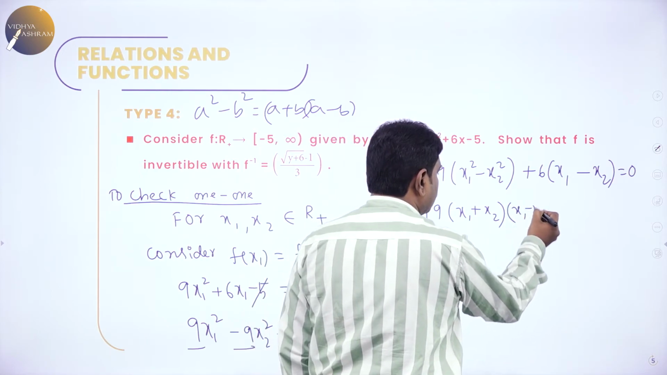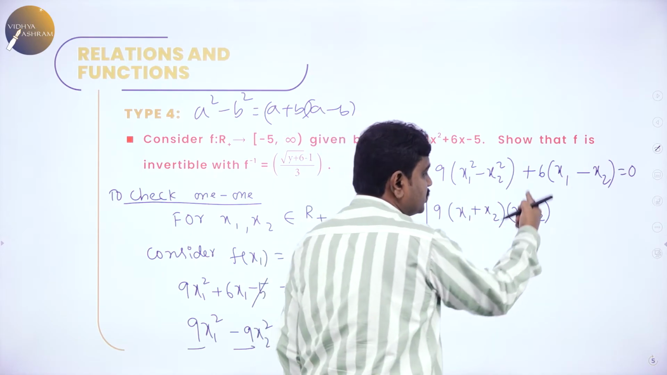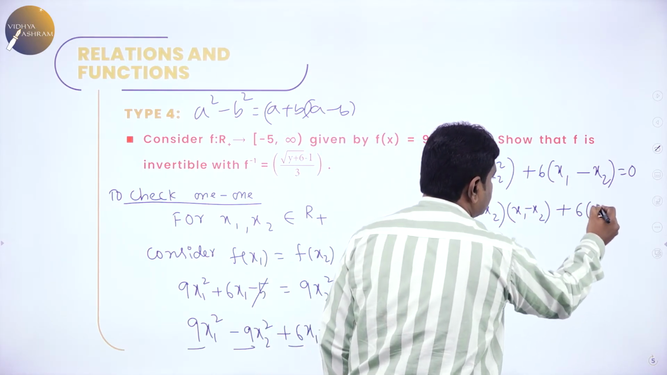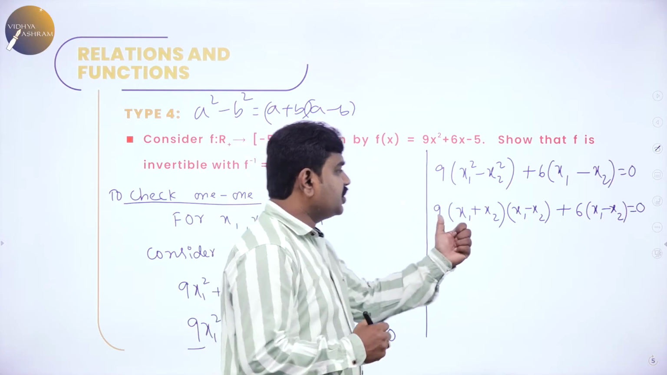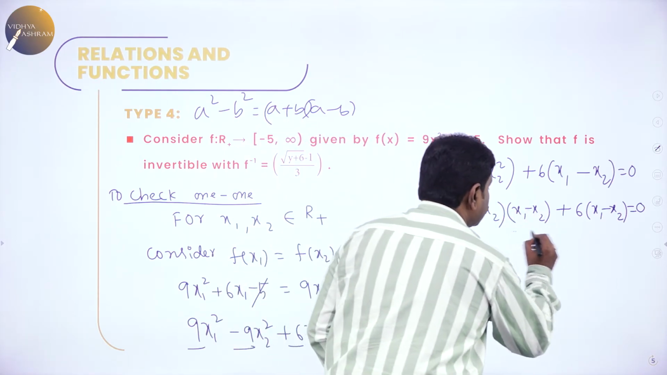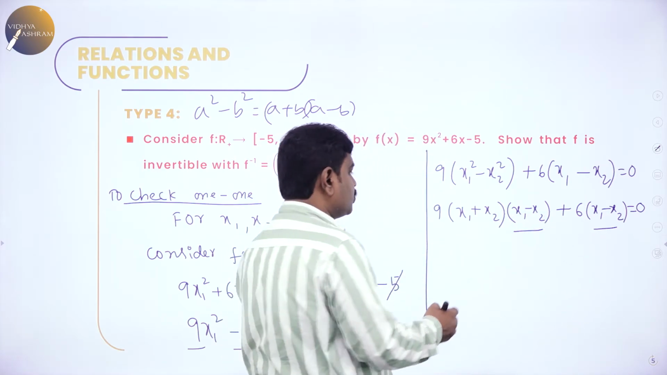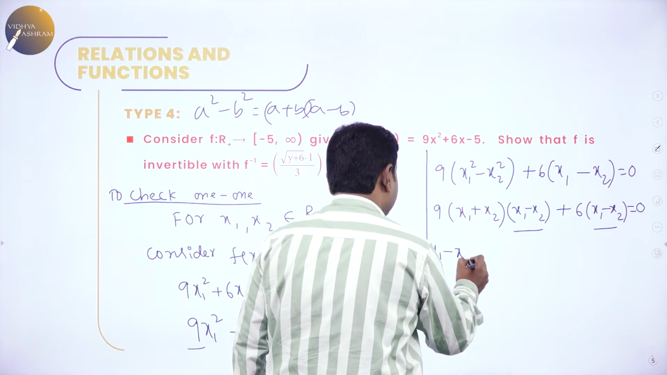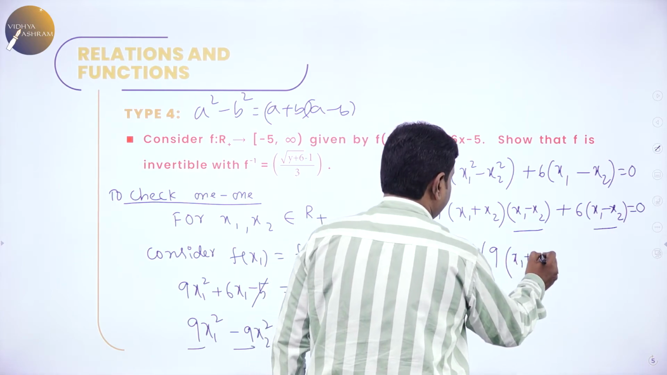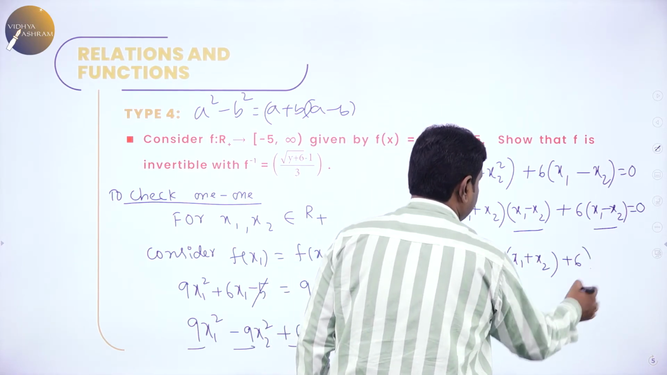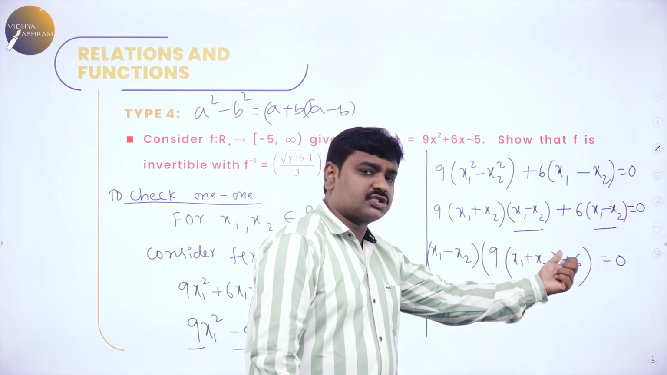So now here, x1 square minus x2 square, can I write this as x1 plus x2 into x1 minus x2? I wrote x1 square minus x2 square as x1 plus x2 into x1 minus x2, plus 6 times x1 minus x2 equal to 0. Further, in these 2 terms, when you observe, we have x1 minus x2 common. Here also I have x1 minus x2, here also I have x1 minus x2. I will take x1 minus x2 common. We are left with 9 times x1 plus x2 plus 6 is equal to 0. So now x1 minus x2 into 9 times x1 plus x2 plus 6 equal to 0.